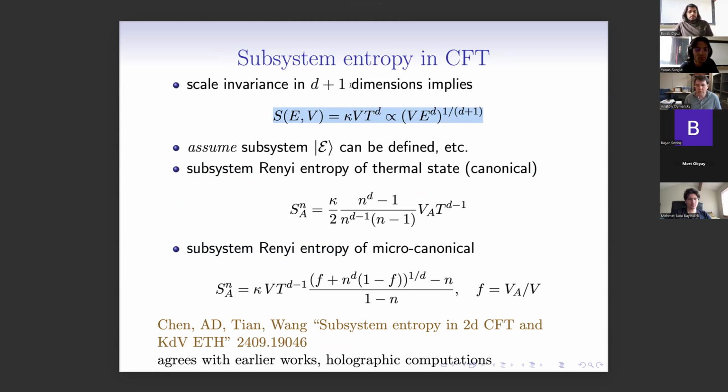In a 1+1 dimensional system, d is 1. In this case, it's a 2-dimensional CFT. The Cardy formula is telling you that entropy is proportional to the length multiplied by the temperature to the power 1, because of the dimensionality, because entropy is a dimensionless quantity.